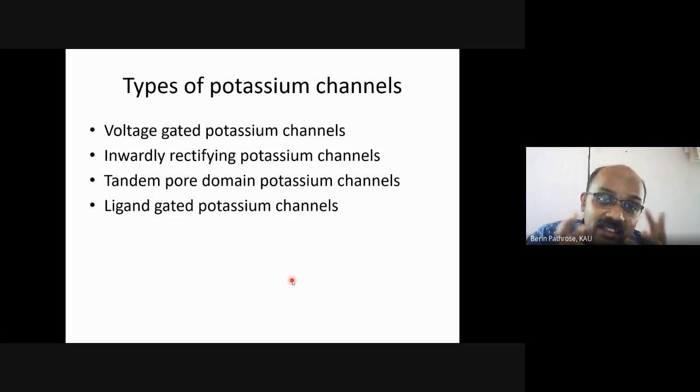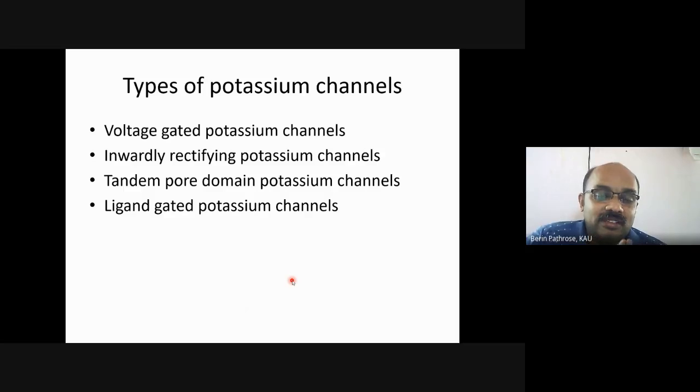Then there is inwardly rectifying potassium channels. The structure of it is similar to what we had discussed just now: 4 domains with 2 transmembrane helices. Then we have the next one, tandem 4 domain potassium channels. This is the one which is least understood. So that's why certain literature avoids this as a type of potassium channel.